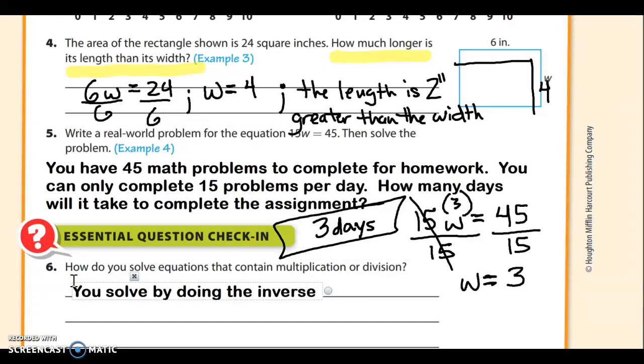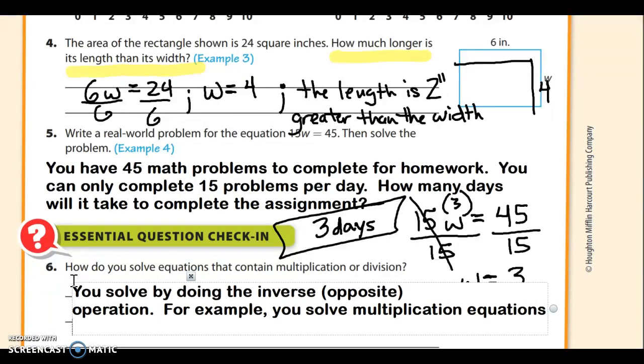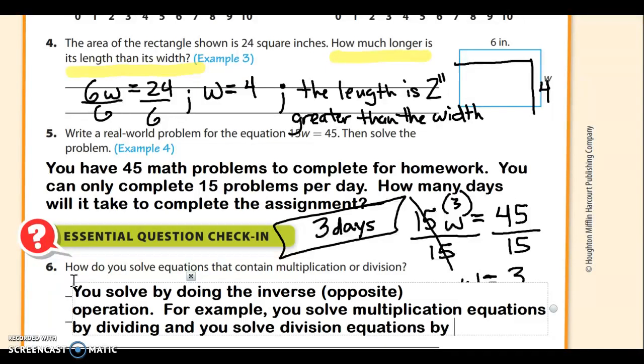You don't have to write this if you don't want to, but I'm going to write opposite operation. For example, you solve multiplication equations by dividing, and you solve division equations by multiplying. It's really that simple.